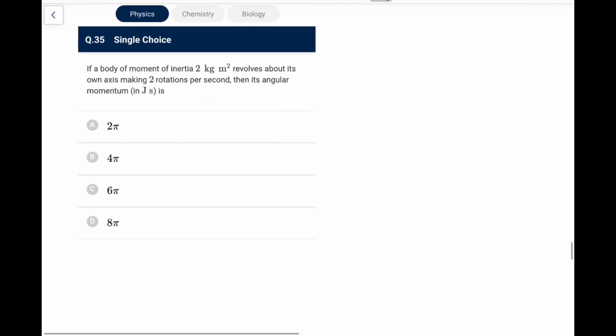Next. If a body of moment of inertia 2 kg meter square revolves about an axis making 2 rotations per second, then its angular momentum is, what we have, L is equal to I omega, I is 2, omega is 2 rotations per second, means 4 pi radians per second. So that is 8 pi, that's an easy one, very easy one I can say.